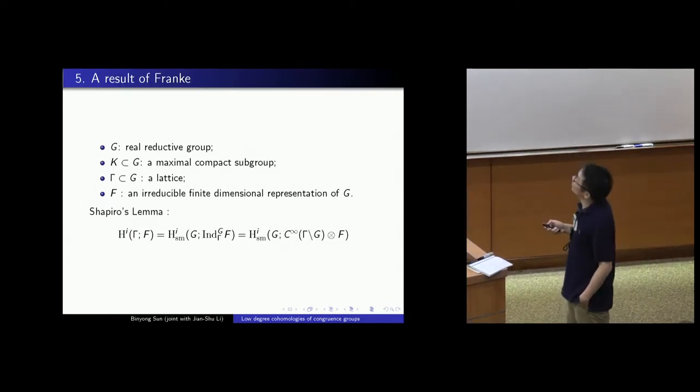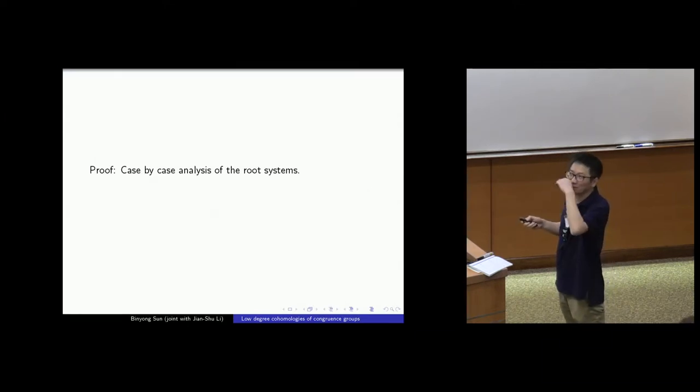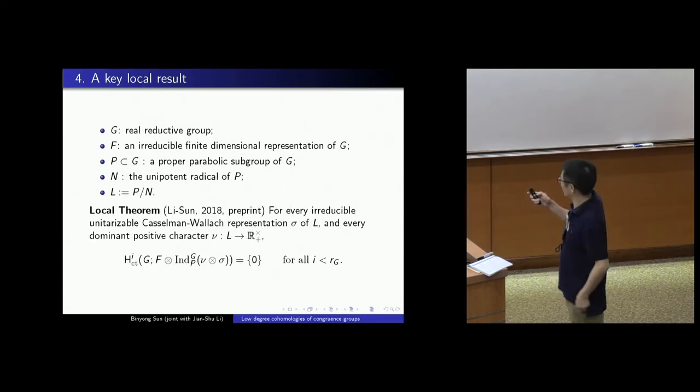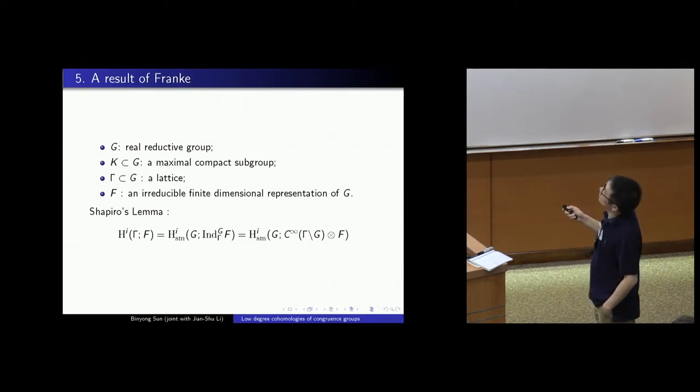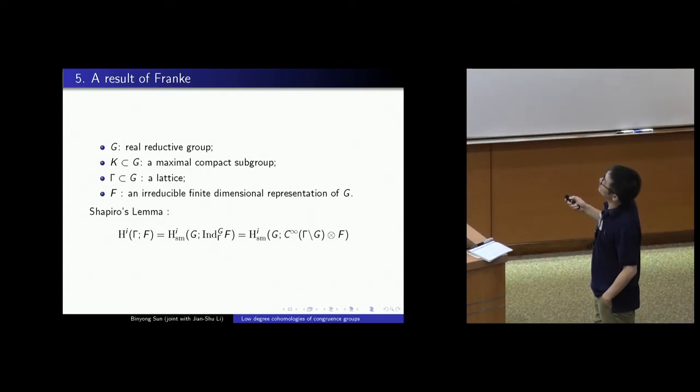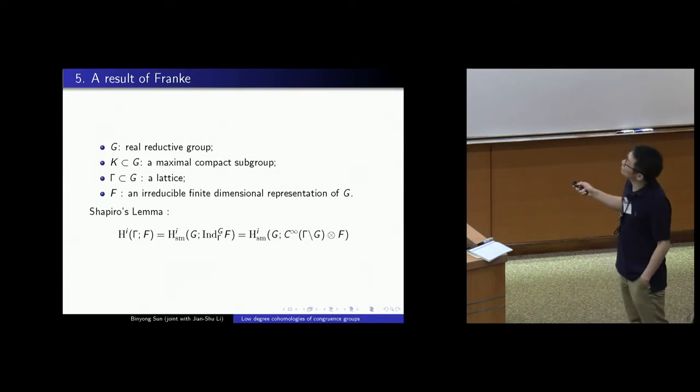Now I wanted to explain how to reduce the global theorem to this local result. Okay. To this local result. For this, we need some results of Franke. Now, still let G be a real reductive group, K a maximal compact, and Gamma a lattice. If F is an irreducible finite-dimensional representation of G, then using Shapiro's lemma, this cohomology space equals the smooth cohomology of this induced representation, induced from Gamma to G. Okay, this is just the smooth induction. Then this induced representation equals the tensor product of F with this space of smooth functions. Okay, this holds in general.